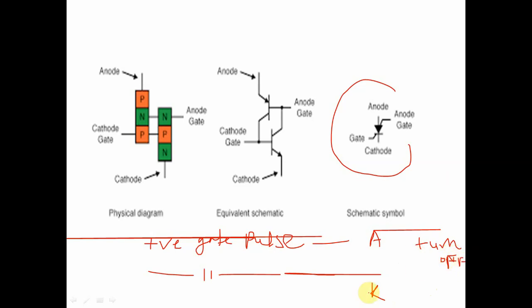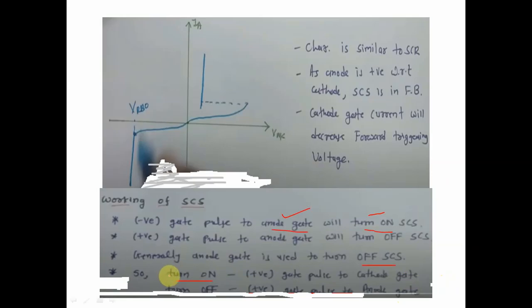SCS will be turned off, and a positive gate pulse applied to the cathode, then turns it on. This is important: to turn on SCS, a positive gate pulse is applied to the cathode gate, and to turn off SCS, a positive gate pulse is applied to the anode gate.